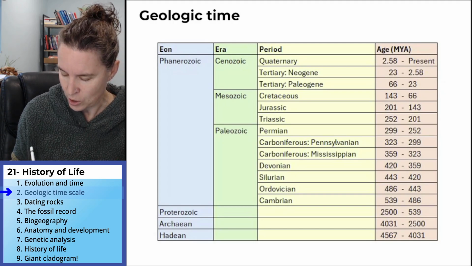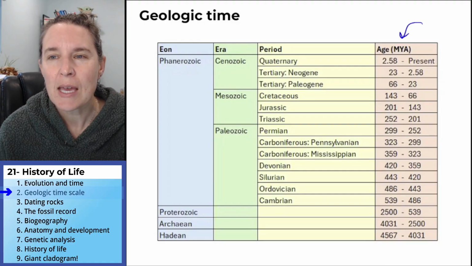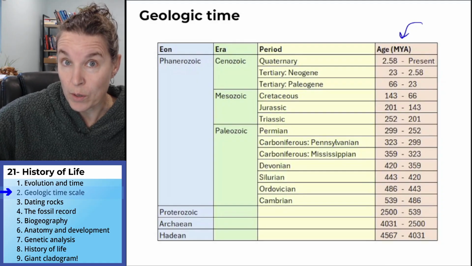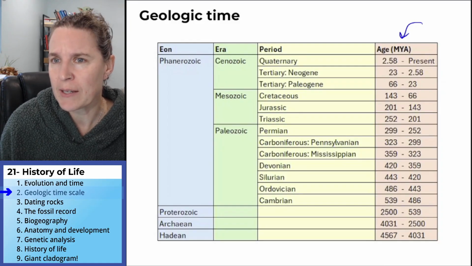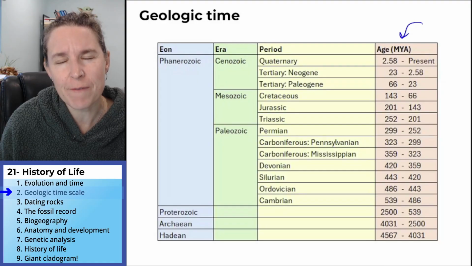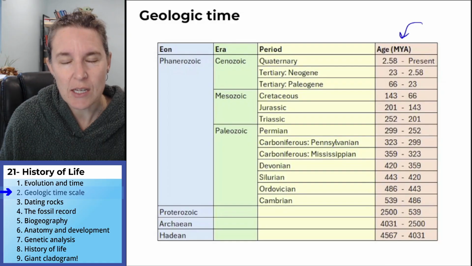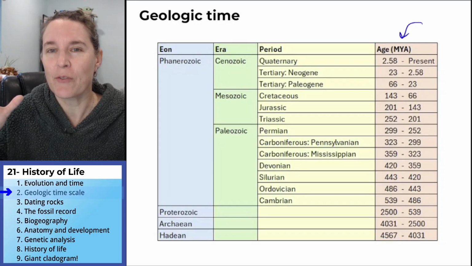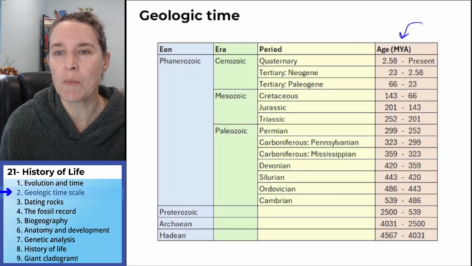The first thing that I want you to notice is that all of our time is in millions of years ago. So if you look at this Quaternary period, it was 2.58 million years ago to the present. So again, how long would it take us to count to that number if we counted a number a second? It would take us a long time. So this is a really big number.